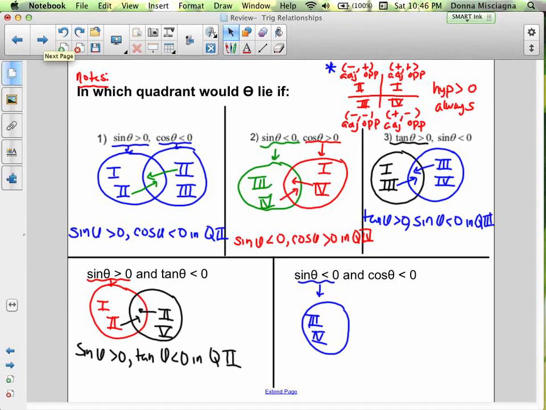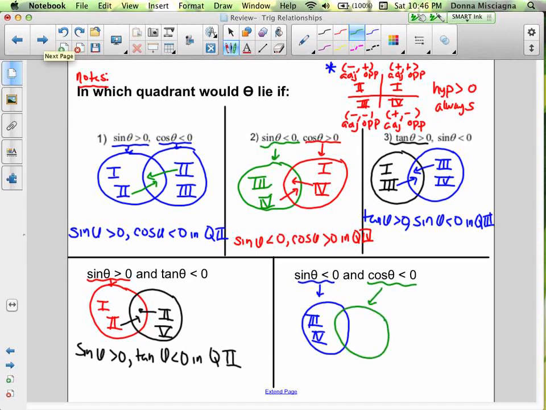Where is cosine negative? Let's make our circles overlap. All right, so cosine is negative wherever the adjacent is negative. That's the second quadrant and the third quadrant. Where do they overlap? The third quadrant. So sine theta is less than 0, cosine theta is less than 0 in quadrant 3.